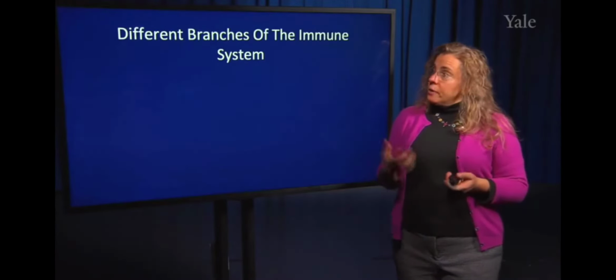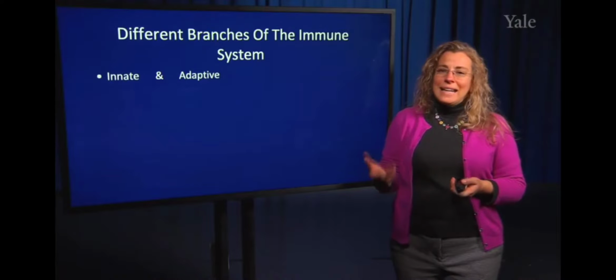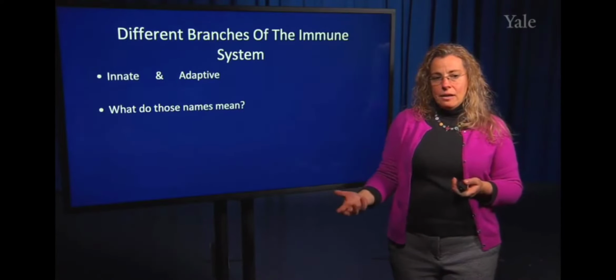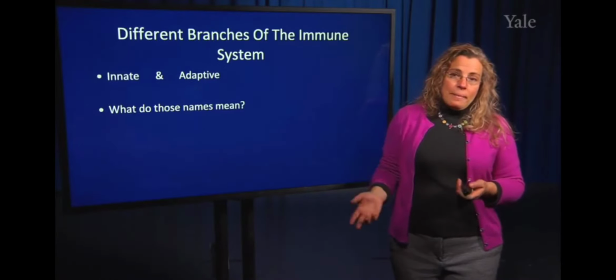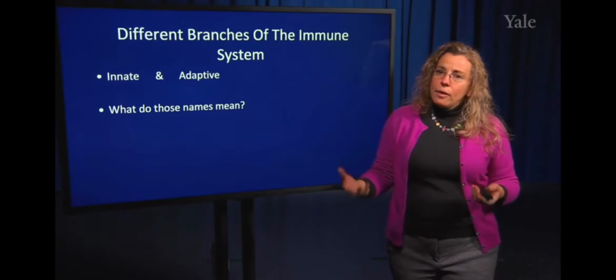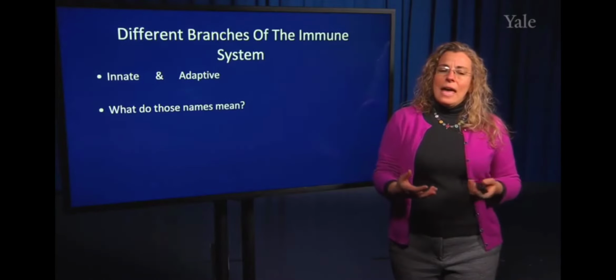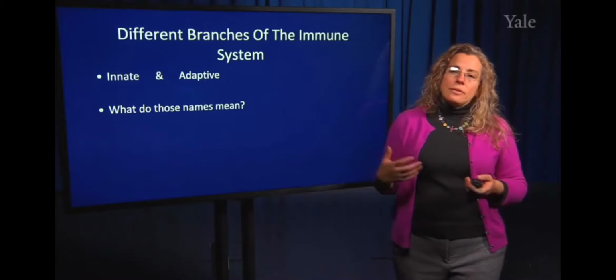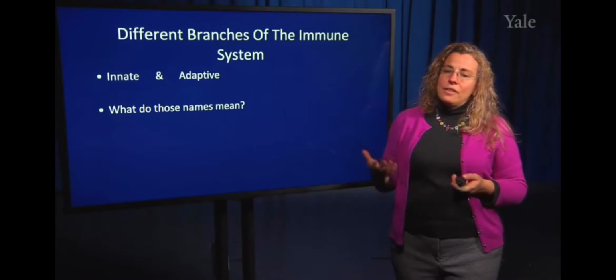Now, the different branches of the immune system. You've got innate and adaptive. But what do those names actually mean? Innate, you can imagine, is sort of what you're born with, what you have to begin with. And adaptive is exactly what the name says. Your immune system is going to adapt to a pathogen it encounters.